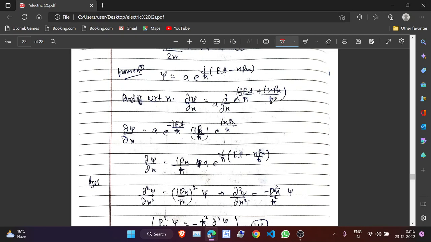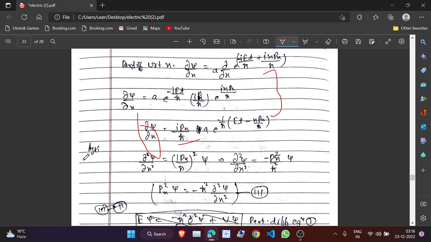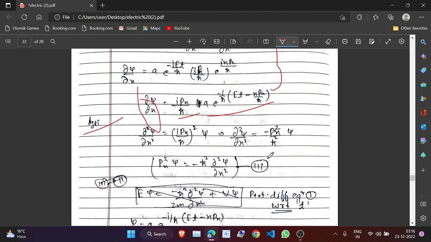So after differentiation, this term will come here. Again, this is the first differentiation. Again, we differentiate it, so d square psi upon dx square. Then again it comes as (i p_x upon h bar) whole square psi. All of these terms we have derived in the operator unit. You can check it out.